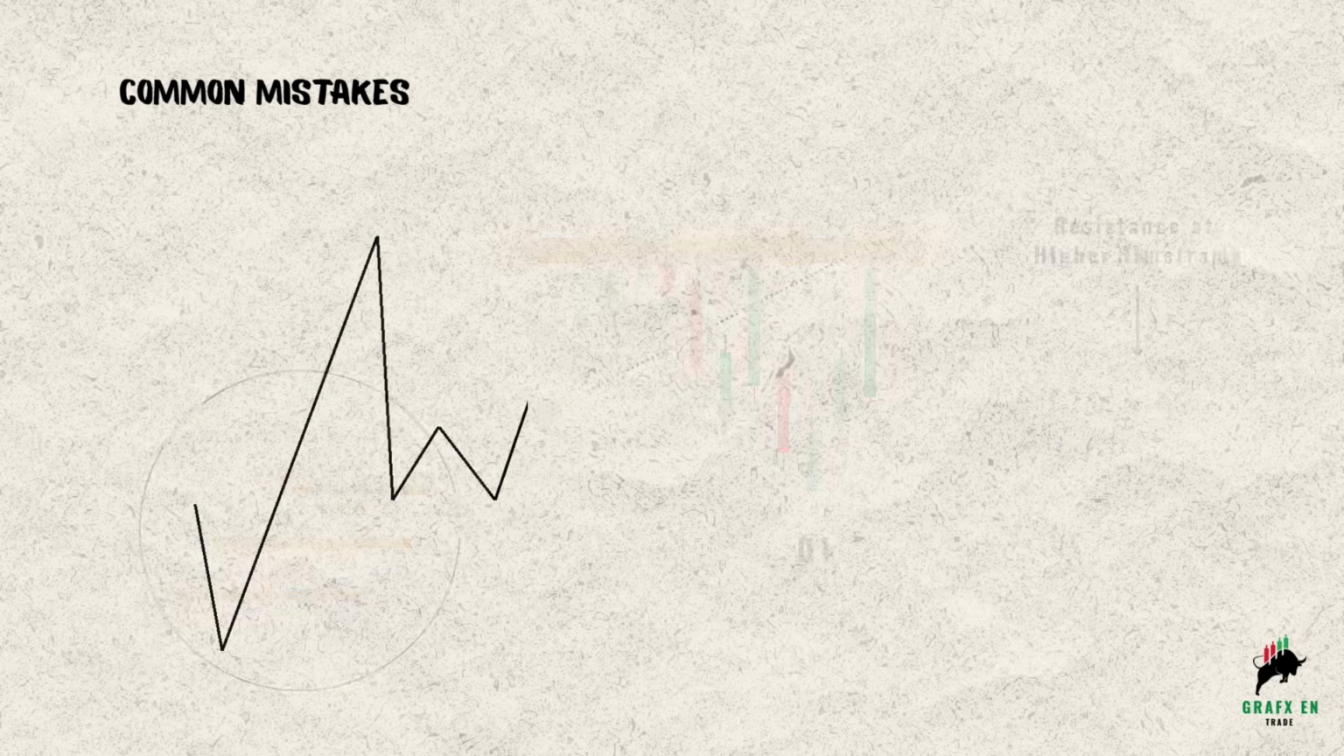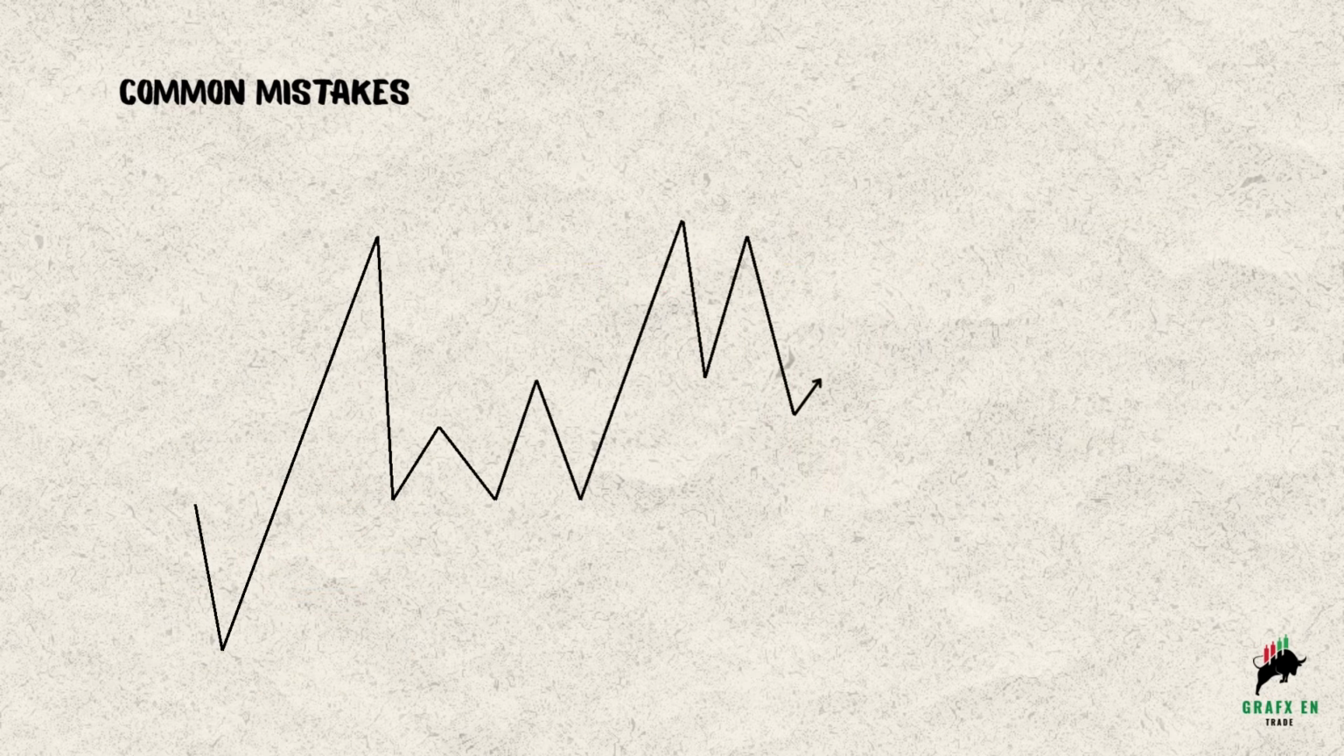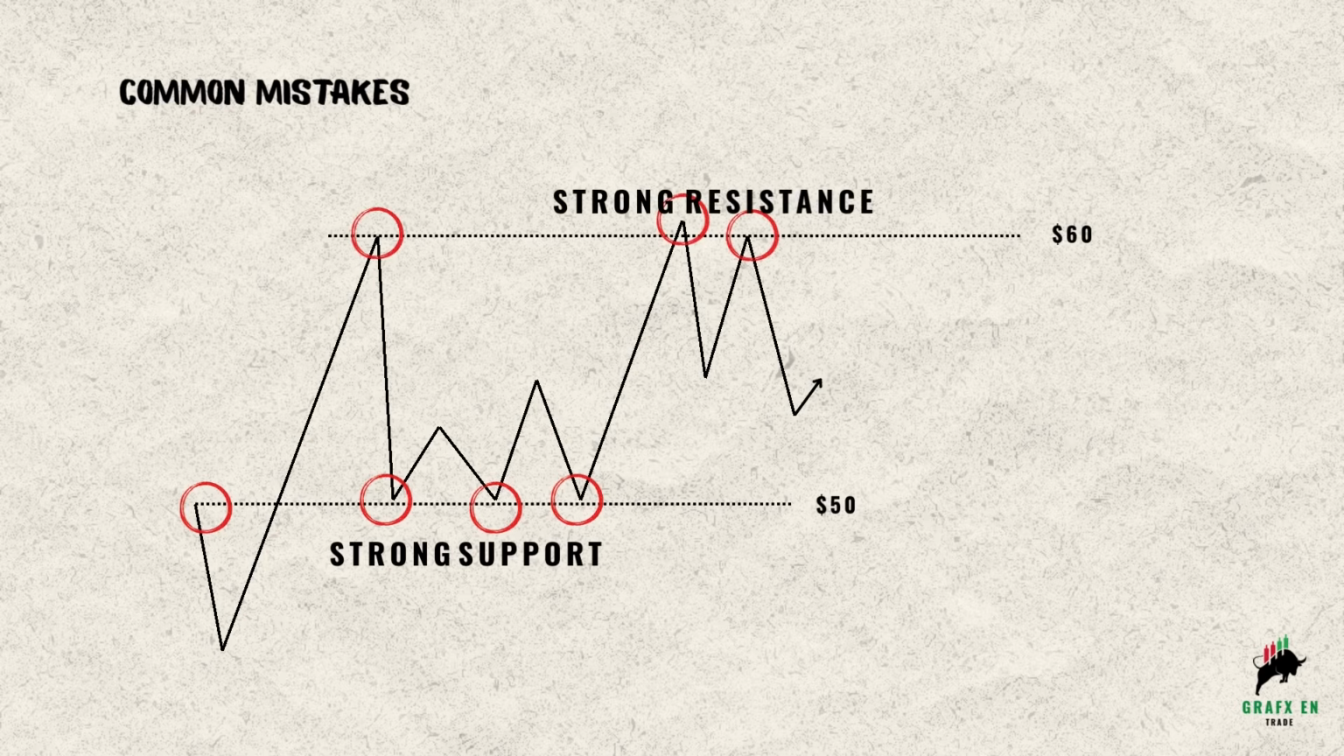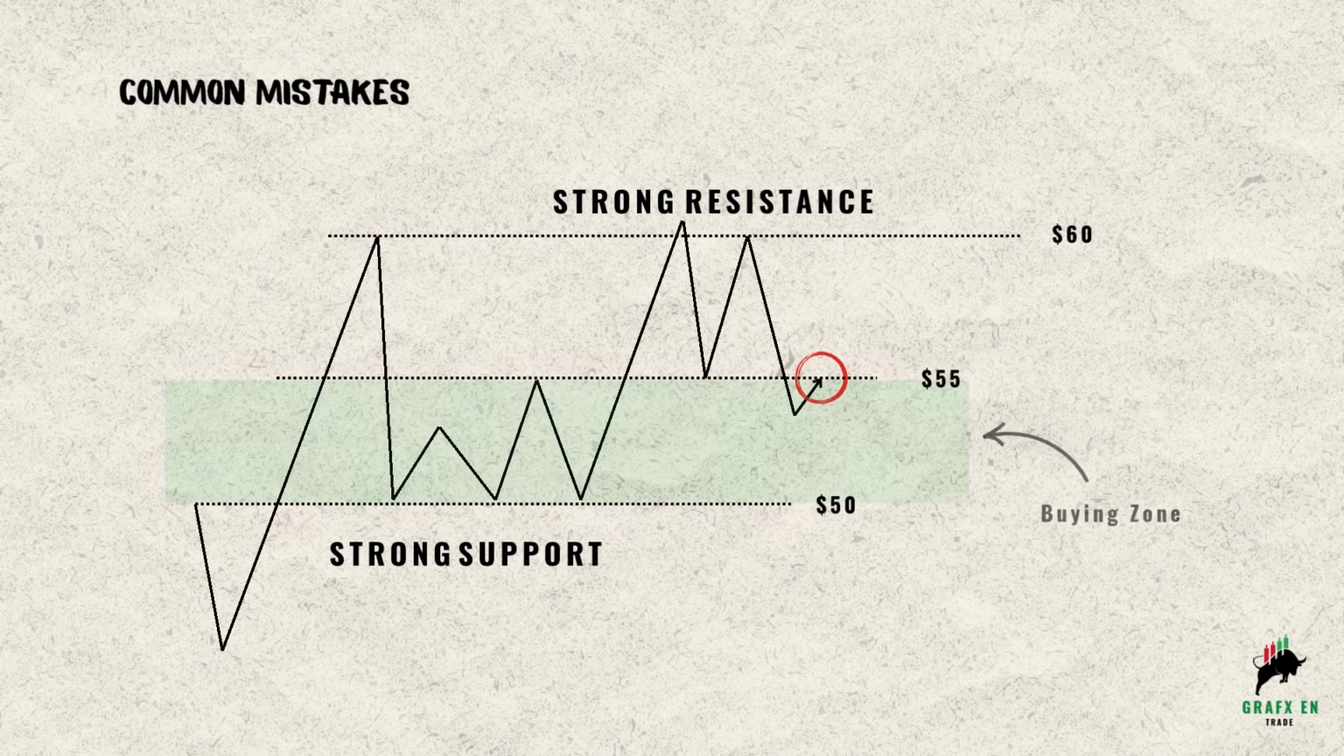Let's consider an example. Suppose we analyze a stock. The stock repeatedly bounced at $50, strong support. It repeatedly turned down at $60, strong resistance. If the current price is $55, buying near $50 is an opportunity, while selling near $60 makes sense. This simple drawing helps predict market movements.